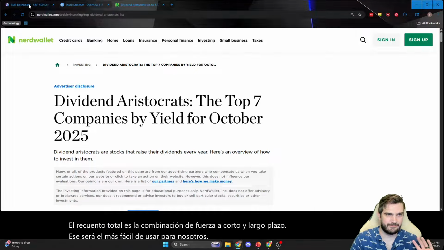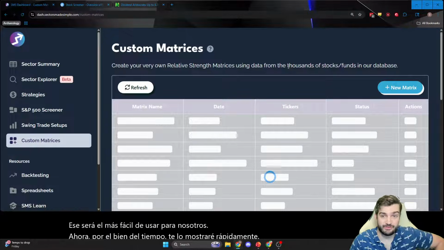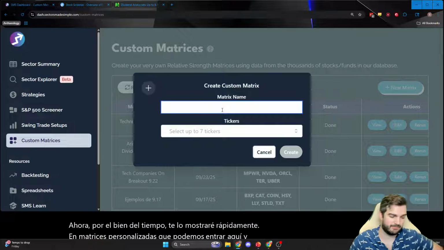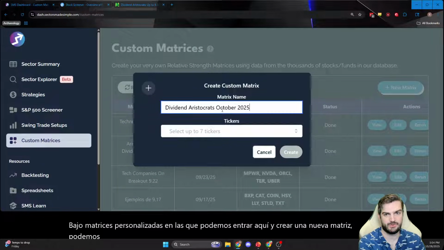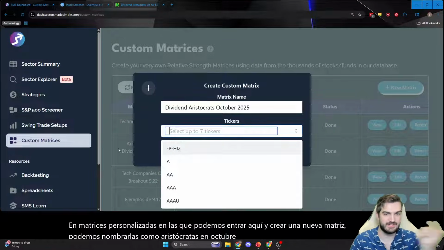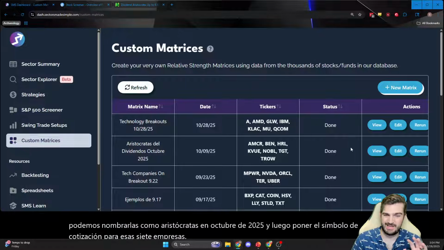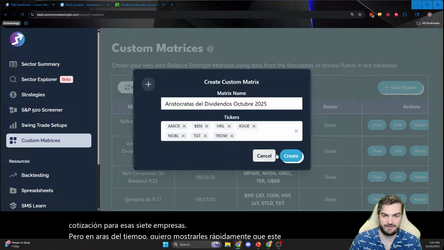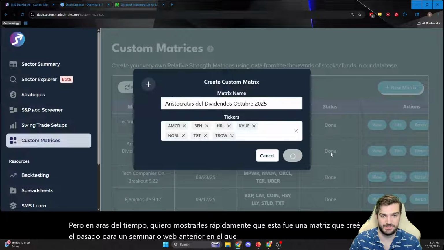Now, for the sake of time, I'm going to quickly show you under custom matrices that we can go in here and create a new matrix. We can name them Dividend Aristocrats October 2025, and then put in the ticker symbol for those 7 companies. But in the interest of time, I want to quickly just show you that this was a matrix that I've created in the past for a previous webinar where I covered a similar idea in Spanish.